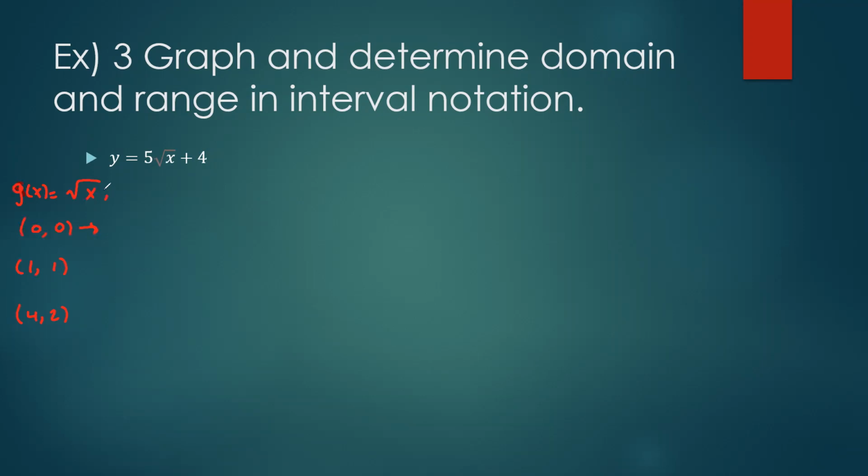So let's use blue. Let's call this r of x, and let's do 5 square root of x. So what does this 5 do? It is technically a stretch. Is it horizontal or vertical? It's outside, so it's a vertical stretch.